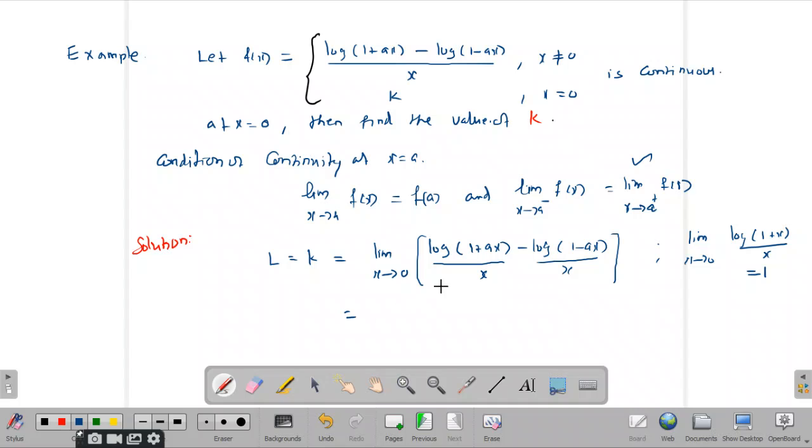Applying the same concept, what is the limit of log of 1 plus ax by x? Let us take only the coefficient, a alone, minus, there also let us take the coefficient of x, minus a alone. Then what is the final limit? 2a. The limit is nothing but k. So k equal to 2a. K equal to 2a. Go through it.